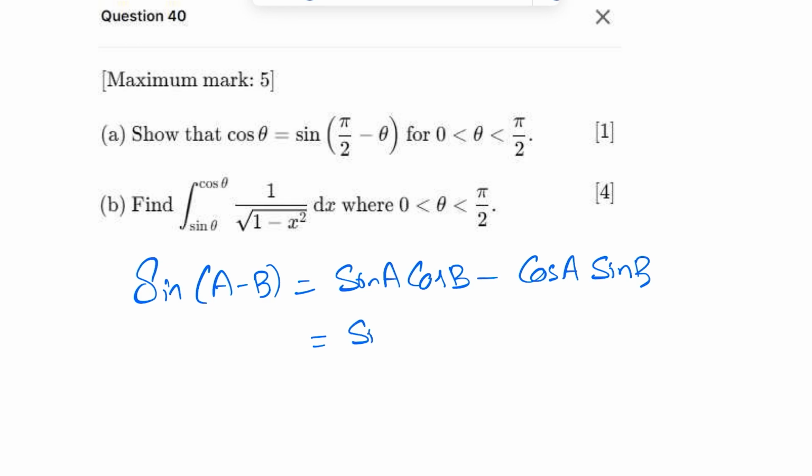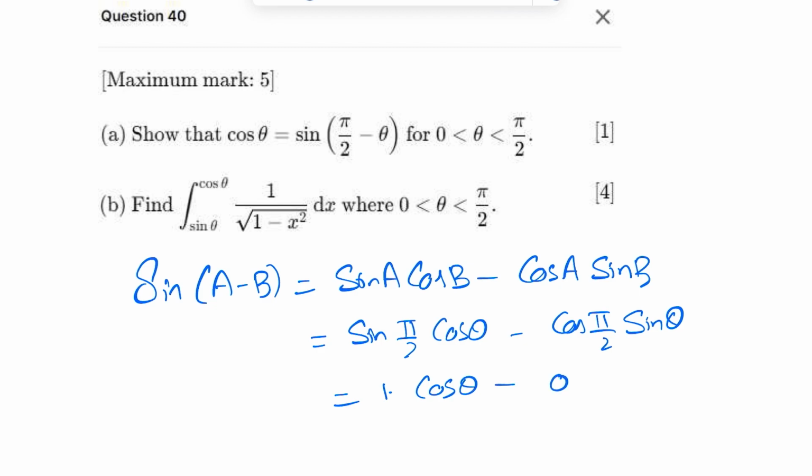So sine 90 cos theta minus cos 90 sine theta. Sine 90 is 1 times cos theta, and cos 90 is 0 times sine theta. So what does that become? Cos theta, which is sine of 90 minus theta.